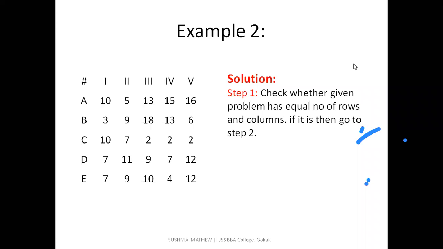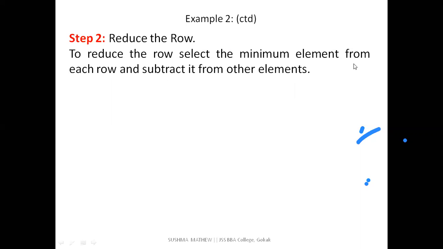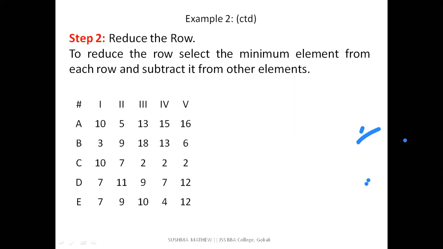Then going further, we just have to go in for step 2, that is row reduction. Step 2 says row reduction. How are we going to do the row reduction? From each row, identify the minimum element, and then subtract it from the rest of the elements in that particular row itself.